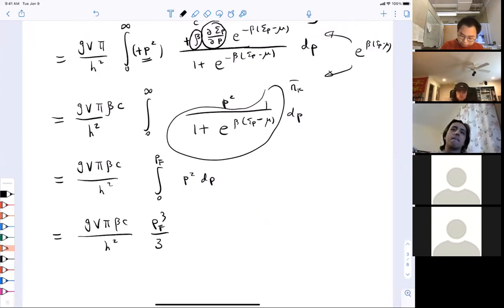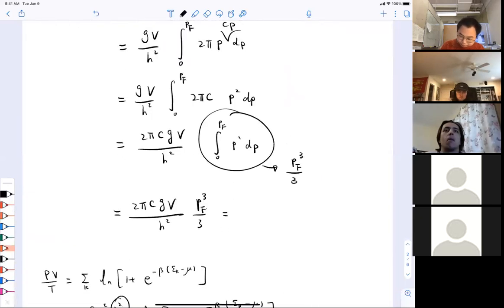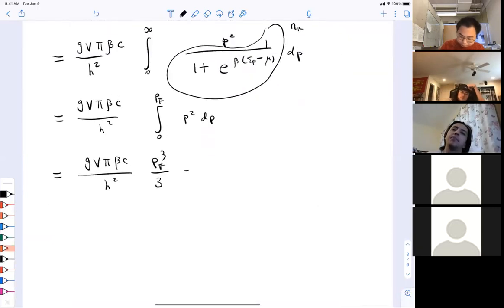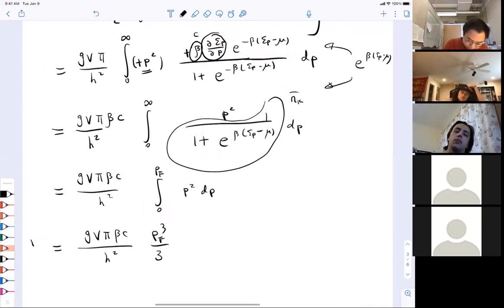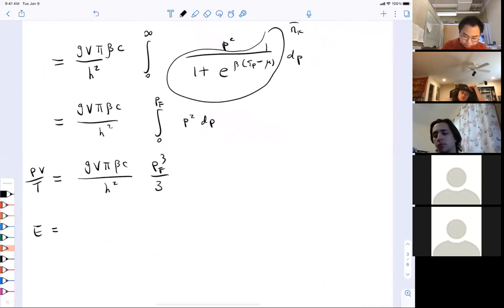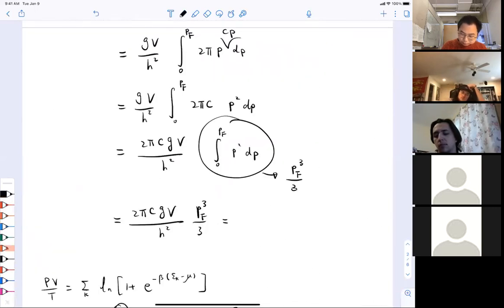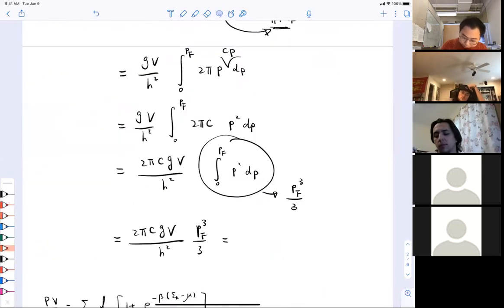And of course, this is related to the energy. You can see they are both pf cubed, so P is proportional to E. The relation is different from the one in the 3D case. The factor is different, but they're still proportional. Let me copy this.